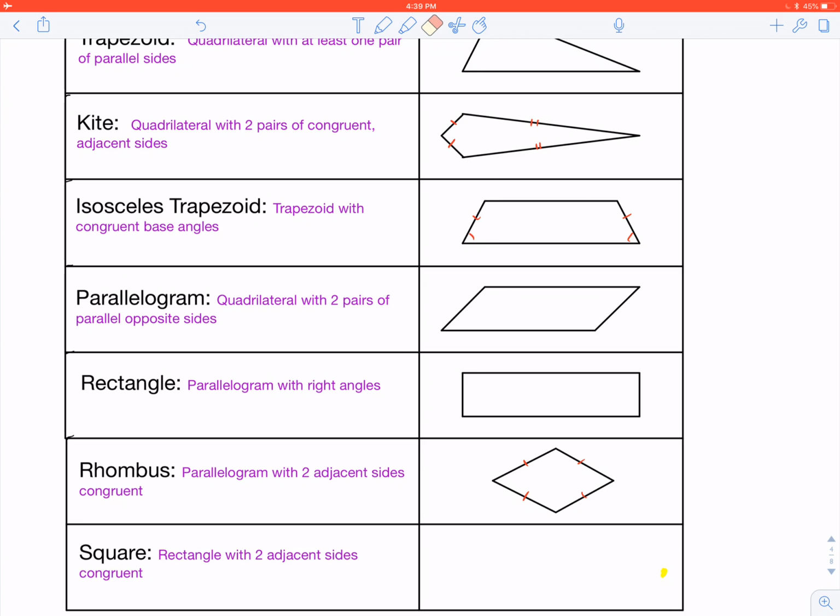The square is a rectangle. So you go back, a rectangle is a parallelogram. So I have two pairs of parallel opposite sides. I also have right angles. And then there's one more thing, two adjacent sides are congruent to each other.